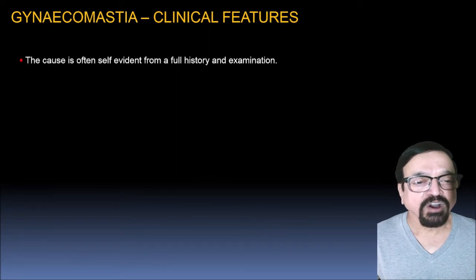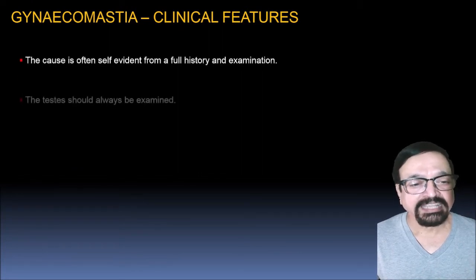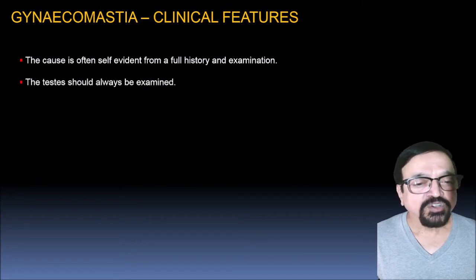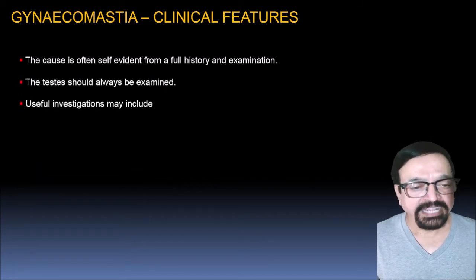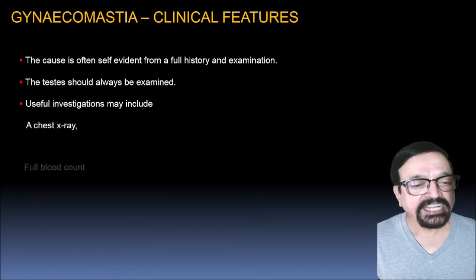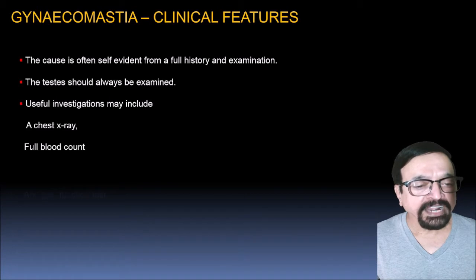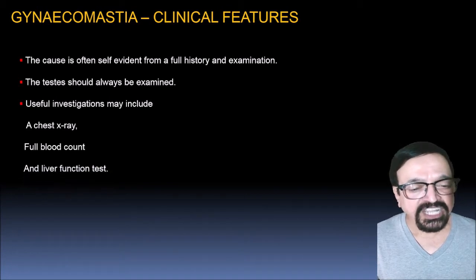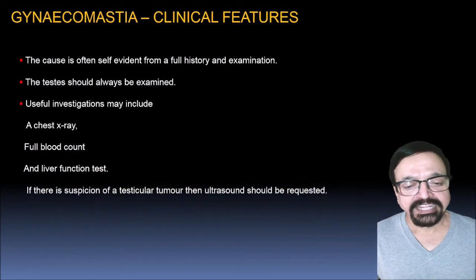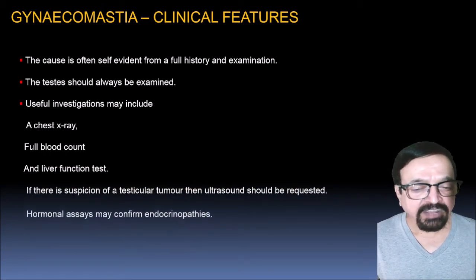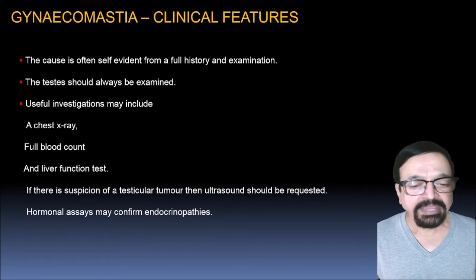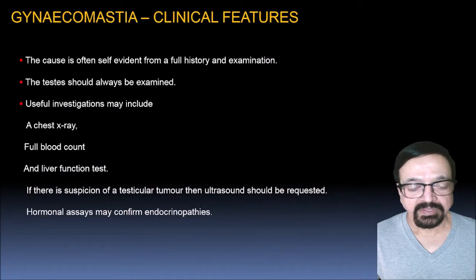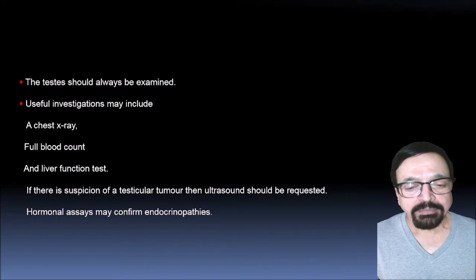Now, the clinical cause is often self-evident from the full history and examination. The testis should always be examined. Useful investigations may include a chest X-ray to exclude neoplasm, full blood count to exclude cirrhosis and other conditions, then liver function tests. If there is suspicion of a testicular tumor, then ultrasound should be requested for scrotal sonography. Then hormonal assay may confirm endocrinopathies.